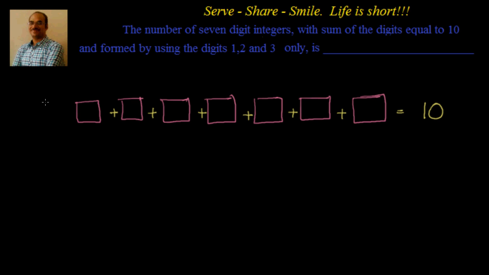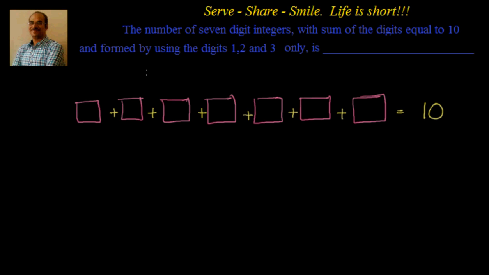Let's look at this permutation combination problem. We have to find out the number of 7-digit integers with sum of the digits equal to 10 and formed by using only the digits 1, 2 and 3. Let me repeat it again. We have to find out how many 7-digit integers can be formed with the condition that the sum of all the 7 digits equals 10, and we have to use only the digits 1, 2 and 3.